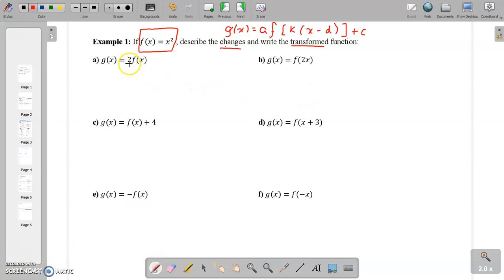So as a reminder, when the value is outside the original function, that's your a value. So since a is greater than 1, we say this is a vertical stretch by a factor of 2. And that means the transform function, g of x, is simply a times the original function, where the original function is x squared. So a times x squared. Not a, we have a value for a. a is 2.